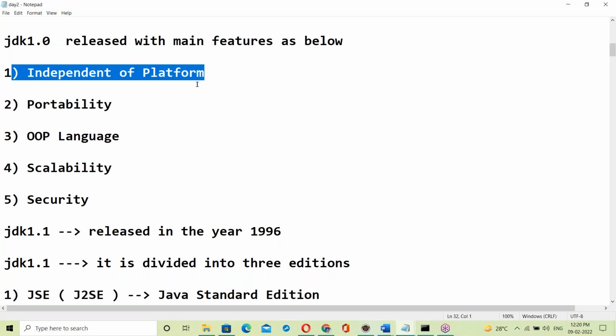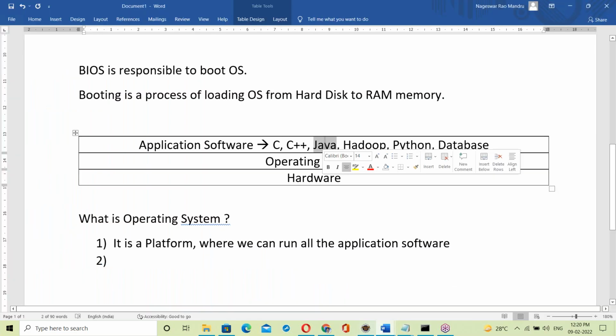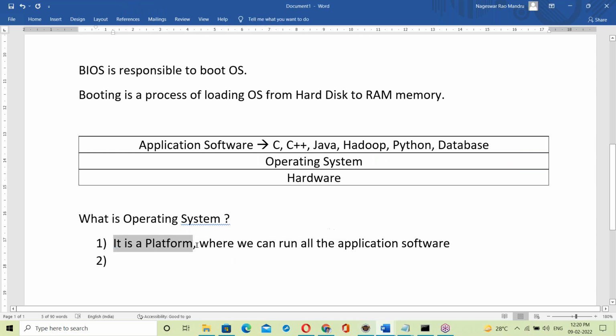Independent of platform. Platform means OS. On top of the OS, a Java program is running, right? See that, the Java program is running on top of the OS. So the OS is giving the platform for the Java program. That is the meaning of platform: the OS is a platform where we can run all the application software.